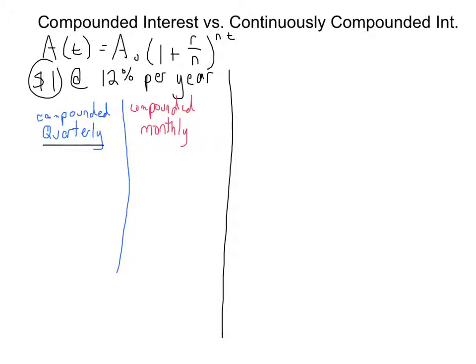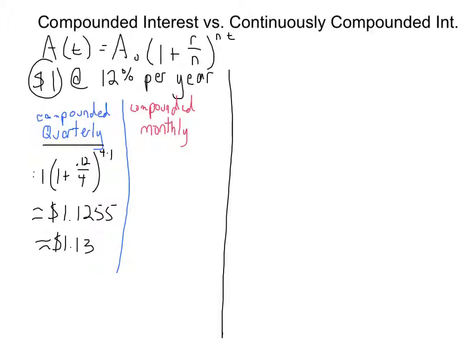All right, so original amount, 1. That's the A initial. 1 plus the rate, 0.12, divided by how many times? 4 times, quarterly. How many times overall? Well, 4 times number of years. Only 1 year, though. So you punch that in. You get about $1 and 0.1255. That's about $1.13.